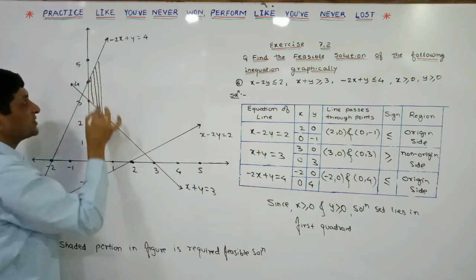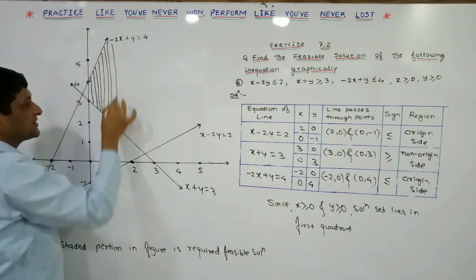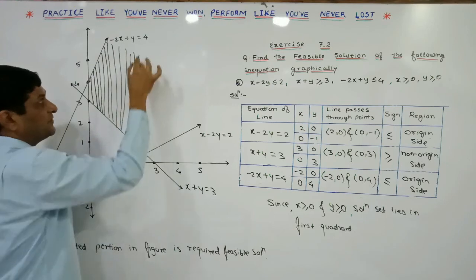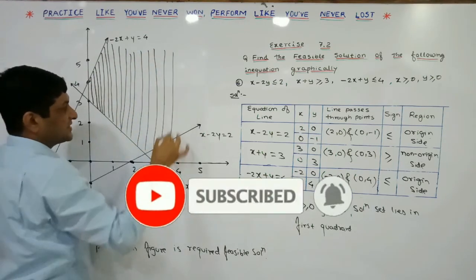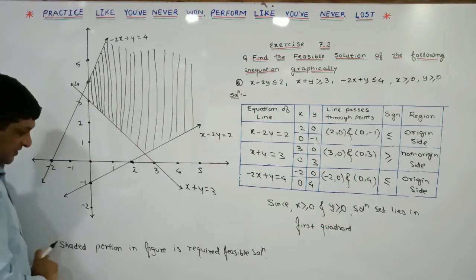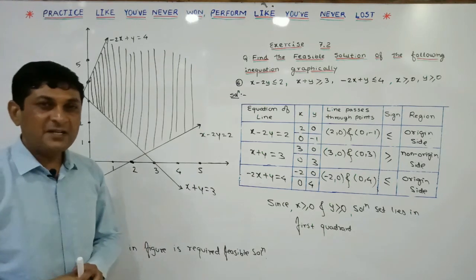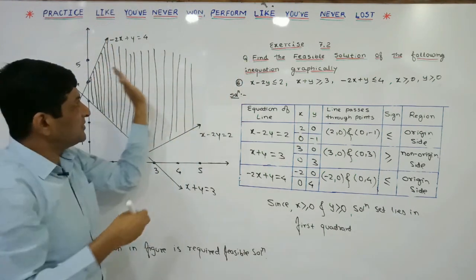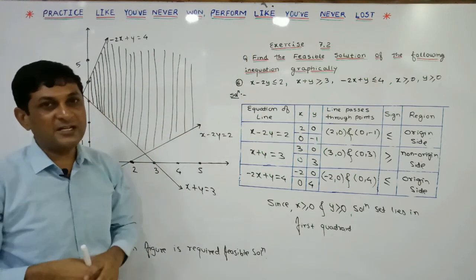So the shaded portion in this figure represents what? The solution set of all these given constraints, and the set of all points which satisfies these constraints is called what? Feasible solution. In this way we can say that the shaded portion in the figure is the feasible solution, and easily we can observe that if we extend these lines, this solution set is bounded or unbounded. Easily we can observe that this solution set is unbounded here.